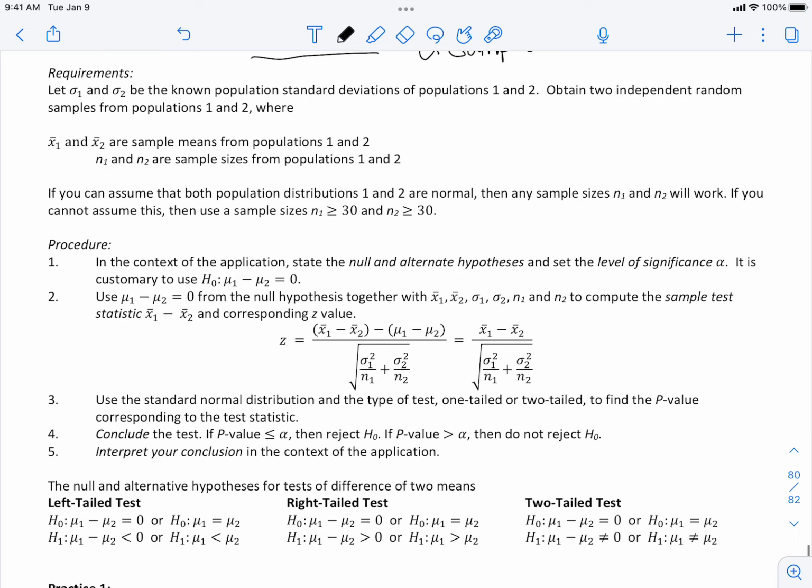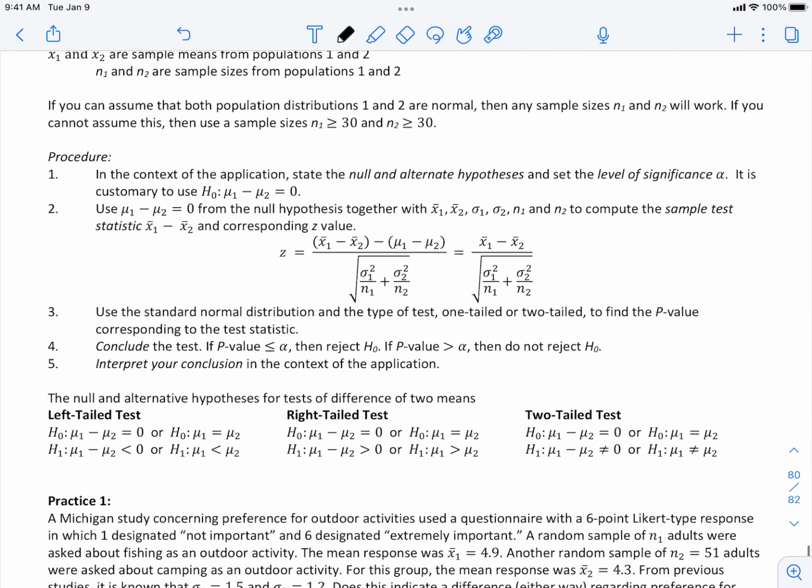So our procedure is going to remain the same. First, in the context of the application, we're going to state the null and alternate hypotheses and set the level of significance. It's customary to use the null hypothesis mu1 minus mu2 equals 0. Now, you can write it this way, or I prefer if we do H0: mu1 equals mu2. You can actually use either format.